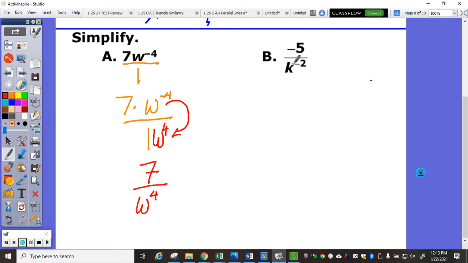Okay? The other way to look at this is right here. I have a negative 2 for an exponent in the denominator. I'm going to move this up to the top and make it positive. So I have nothing left on bottom, so I have negative 5k to the positive 2. Okay? So on the one you'll have the 7, and that's right there. That's my answer. Okay?